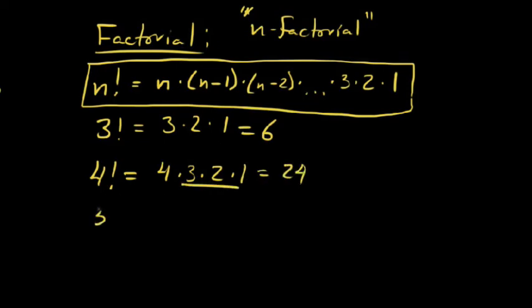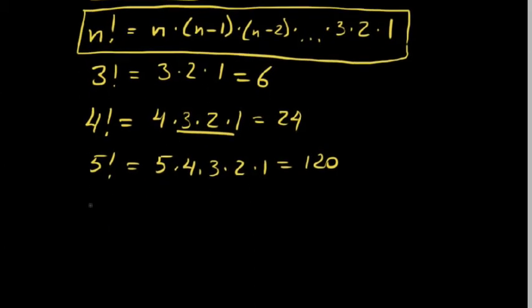What if we did 5 factorial? I just want to show you guys here. We get 5 times 4 times 3 times 2 times 1. We get this original 24 now times 5 is 120. So basically what I want you to see is factorial grows really, really quickly.